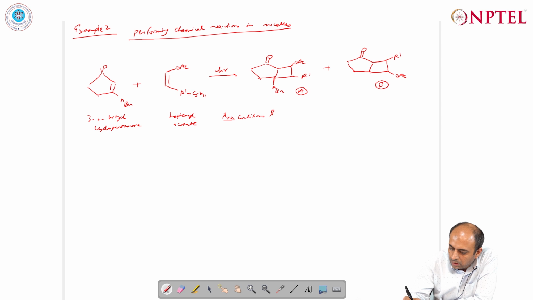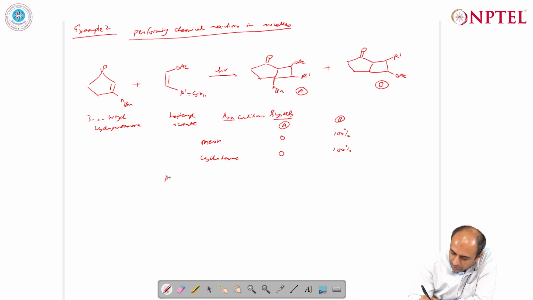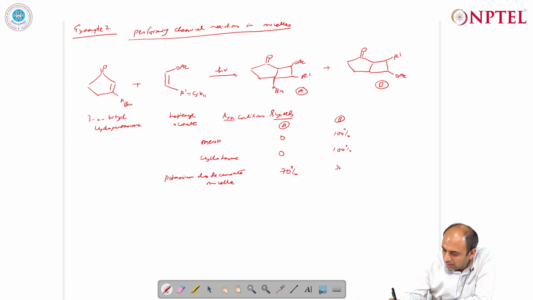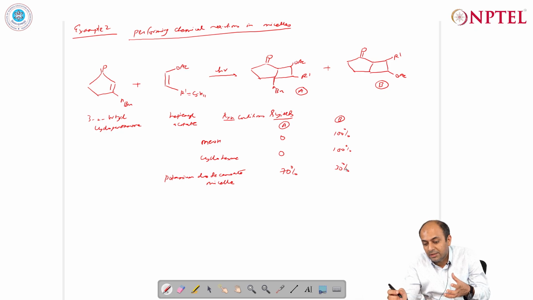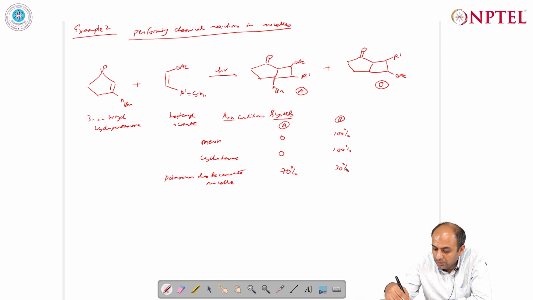Now let us look at the reaction conditions and yields. So when you do it in methanol, this particular reaction, A and B, 0%, 100%. When you do it in cyclohexane, it is 0, it is 100%. But when you do it in the presence of a micelle, that is potassium dodecanoate micelle, you get 70% of A and 30% of B. So you are now able to access the product A, which is actually not formed at all when the reaction is performed in methanol or in case of cyclohexane.